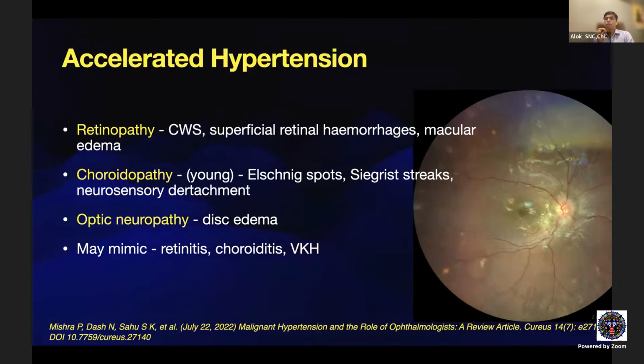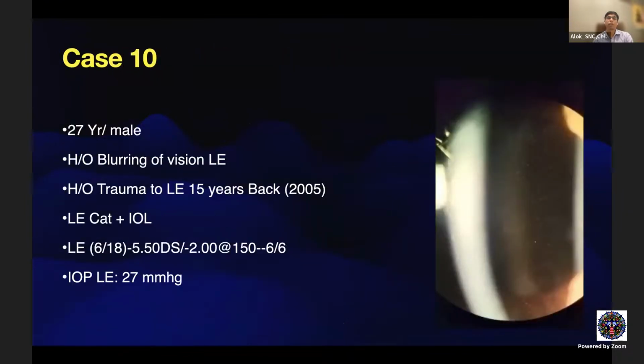Similarly, the retinopathy, which presents as cotton wool spots or superficial retinal hemorrhages, can be mistaken for retinitis. And optic neuropathy, which is usually because of axonal stasis, leads to disc edema. So these are some of the features which may mimic retinitis, choroiditis, or posterior uveitis. So we should be aware of these classic lesions that are there in hypertensive retinopathy.